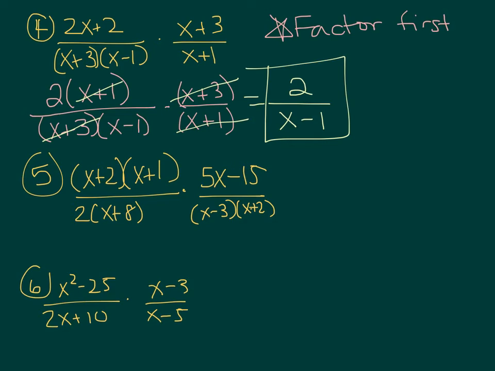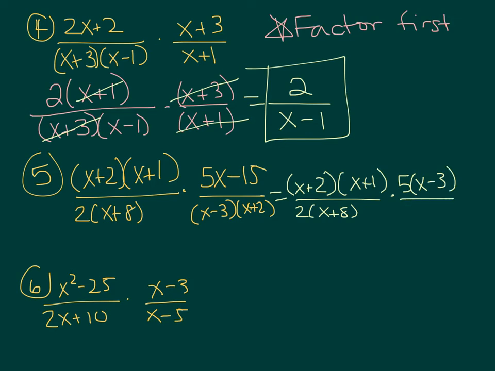So right now I'd like you to please pause and try these ones on your own. As with the previous problem, your first step is going to be to factor everything you possibly can. Luckily in number 5, and also a little bit in 6, but mostly in 5, everything's factored out already for you, which is really nice. So the only thing that's not factored is that 5x minus 15. For that, you can factor out your GCF, which is 5. You get x minus 3 left over.